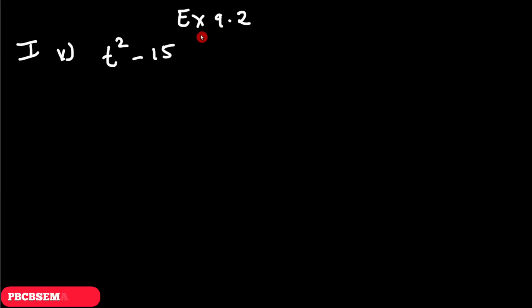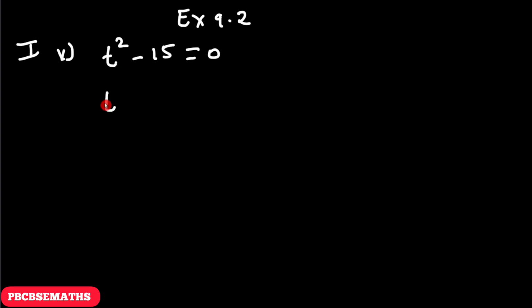Today in this video, we are going to solve exercise 9.2, first main, fifth and sixth problem. In the first main, we need to find out the zeros of the given quadratic polynomials and we have to verify them with the coefficients. So here the quadratic polynomial is t square minus 15. Let's equate it to 0 and let's try to find out the value of this t.